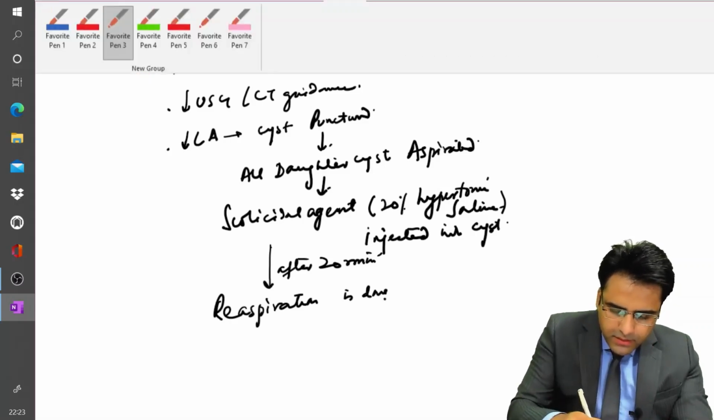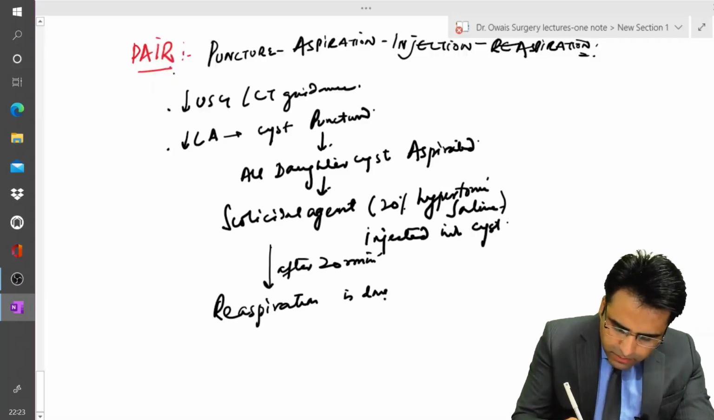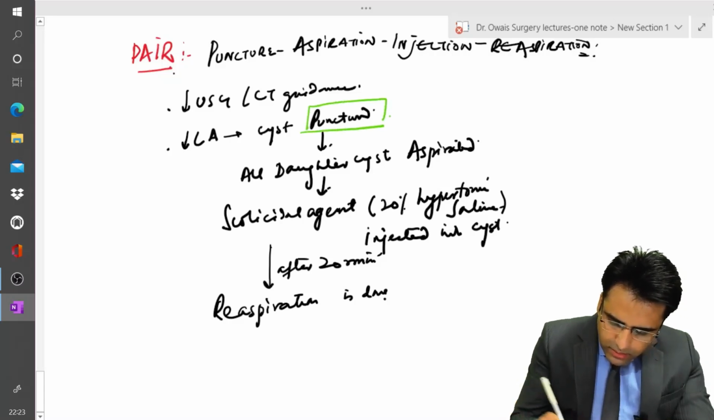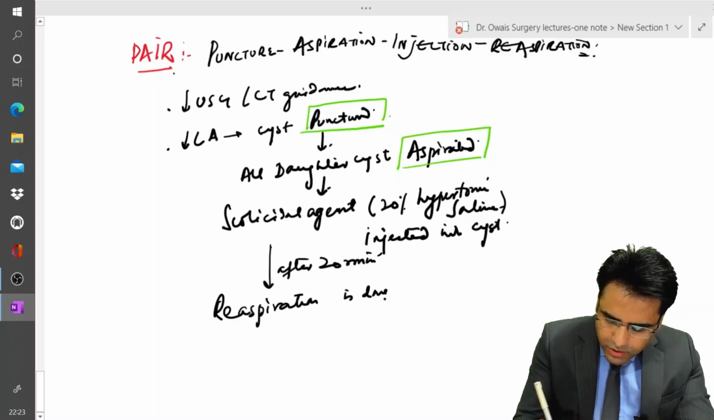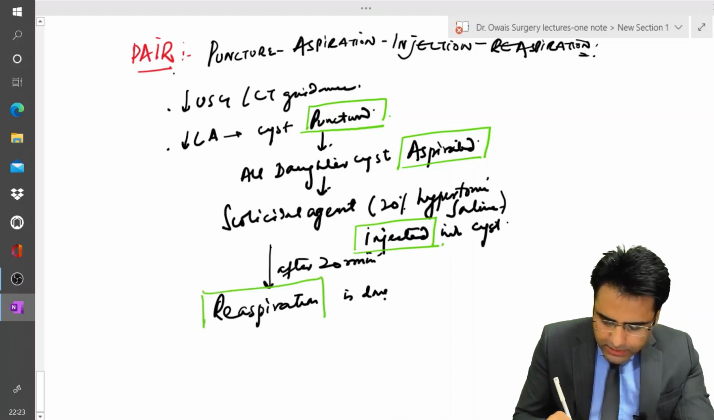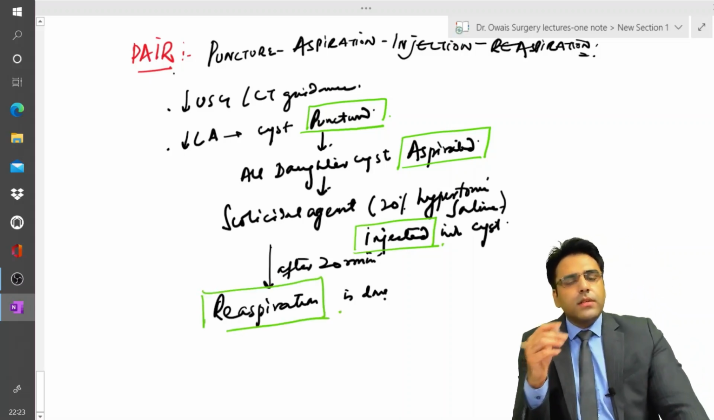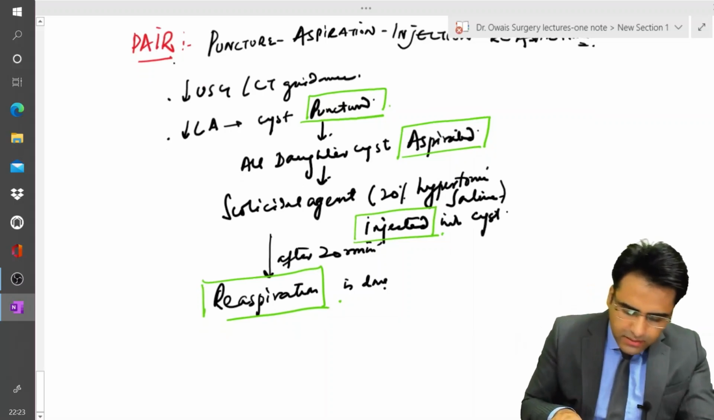So if we see what we have done, we have punctured the cyst. After that, we have done the aspiration of all the daughter cysts. After that, we have injected the scolicidal agent, and then re-aspiration is done. So it is termed as PAIR.